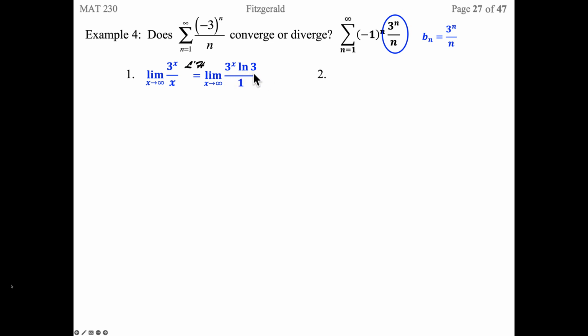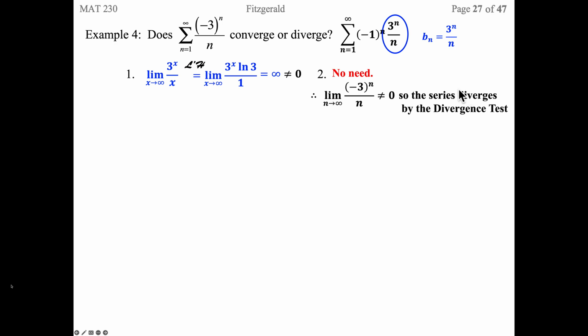Well, wait a minute, time out. This is going to constantly get bigger and bigger and bigger. That's going to infinity. That's not equal to 0. No reason to do step 2. And since my limit does not equal 0, that's your divergence test. So this series will diverge.